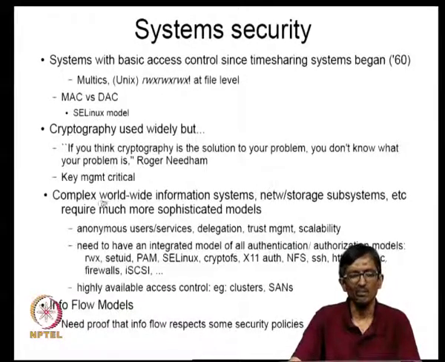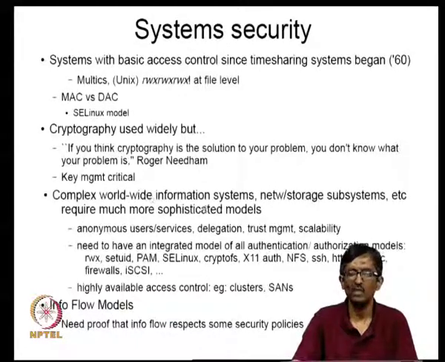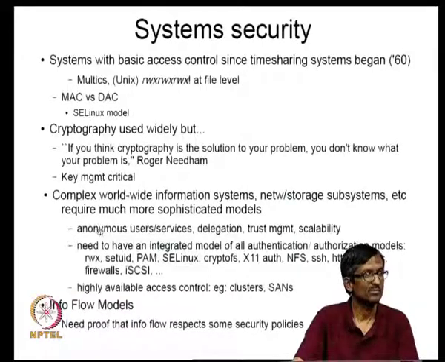Again, if you want to think in a slightly larger sense, worldwide information systems, network storage systems, etc., they require much more sophisticated models, because in this kind of models, in this RWX, etc., we had users. But suppose I want to add what is called anonymous users. Does Unix allow anonymous users? It does not have the notion, seriously.